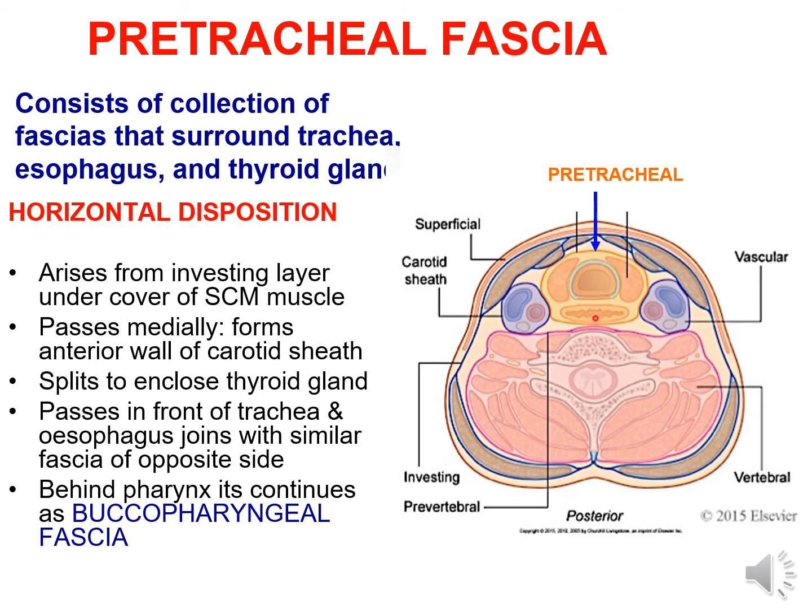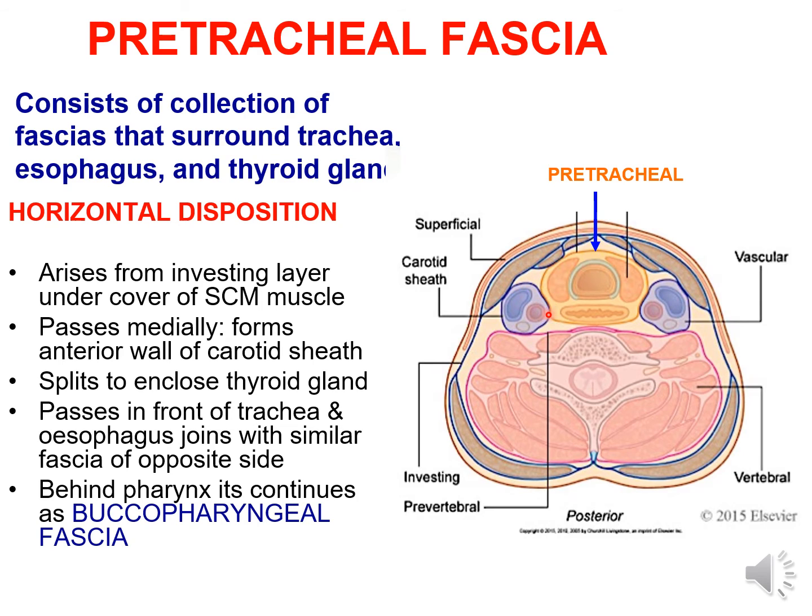Coming to the pretracheal fascia. Pretracheal fascia consists of a collection of fascias that surrounds the trachea, oesophagus and the two lobes of the thyroid gland. On tracing this pretracheal fascia horizontally, you will notice that it arises from the investing layer under the cover of the sternocleidomastoid muscle. So this is the sternocleidomastoid muscle. It arises from the investing layer under the cover of the sternocleidomastoid muscle.